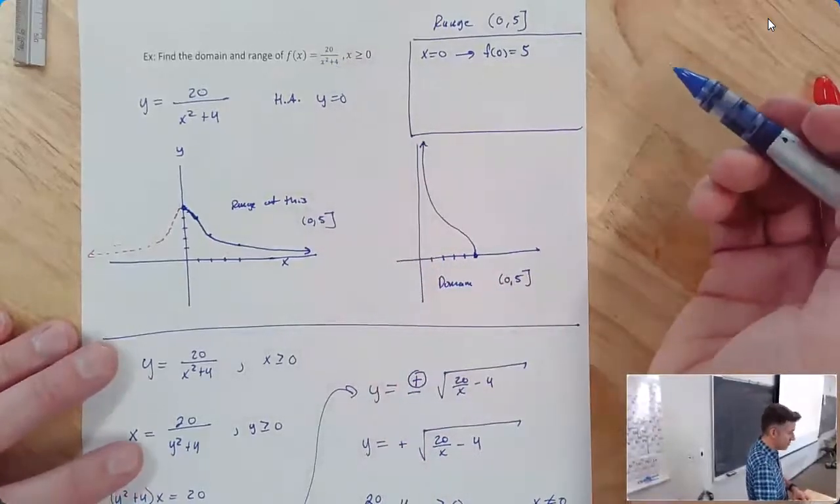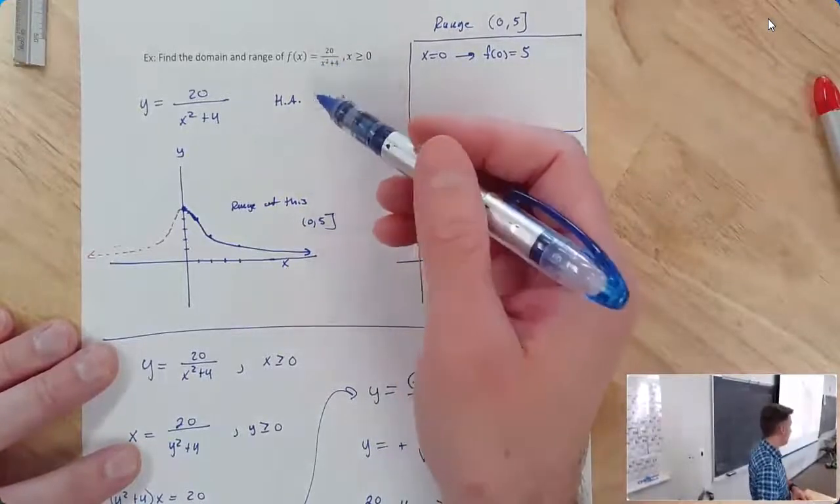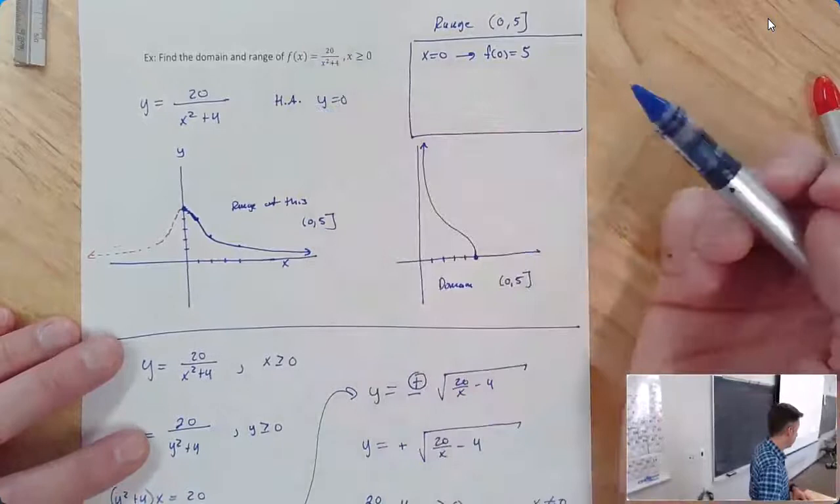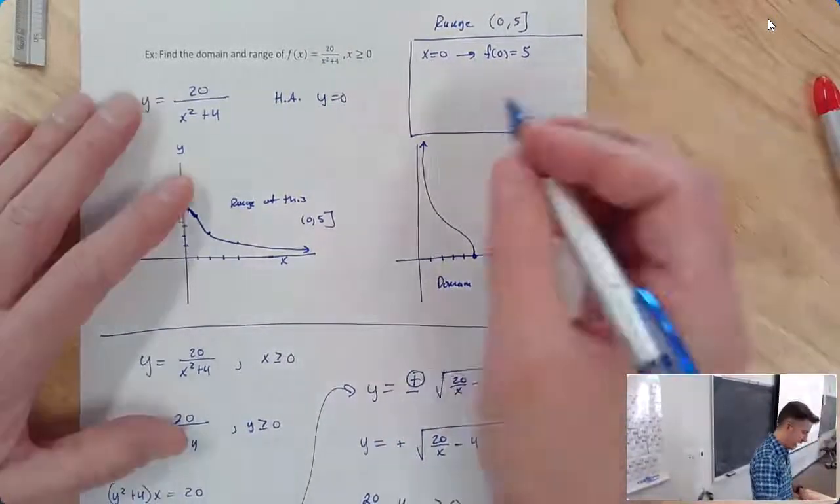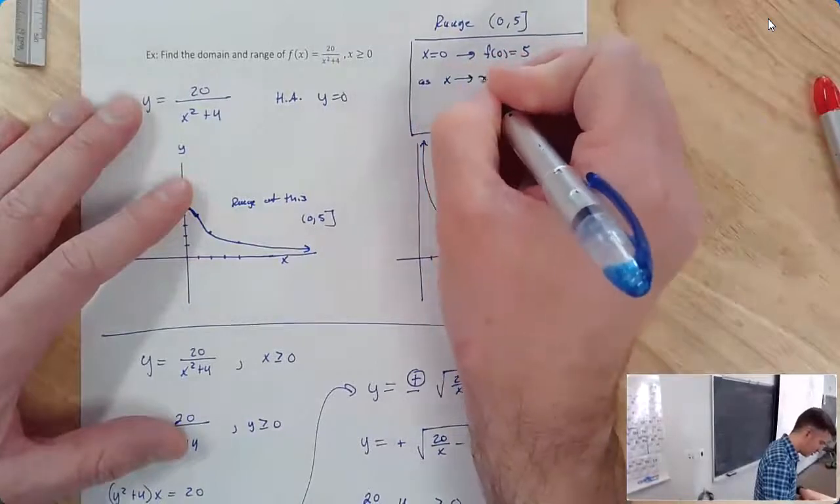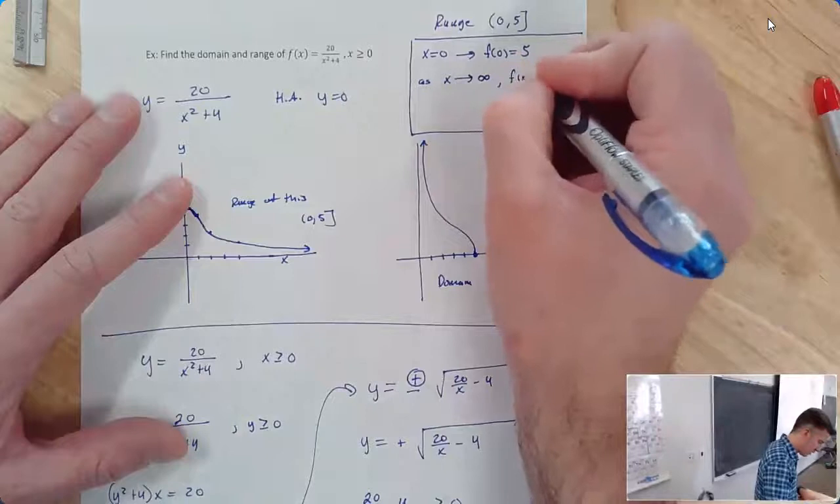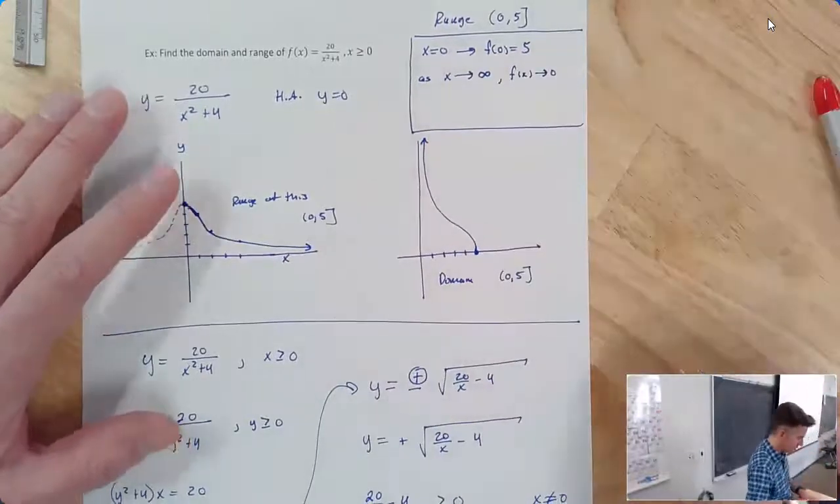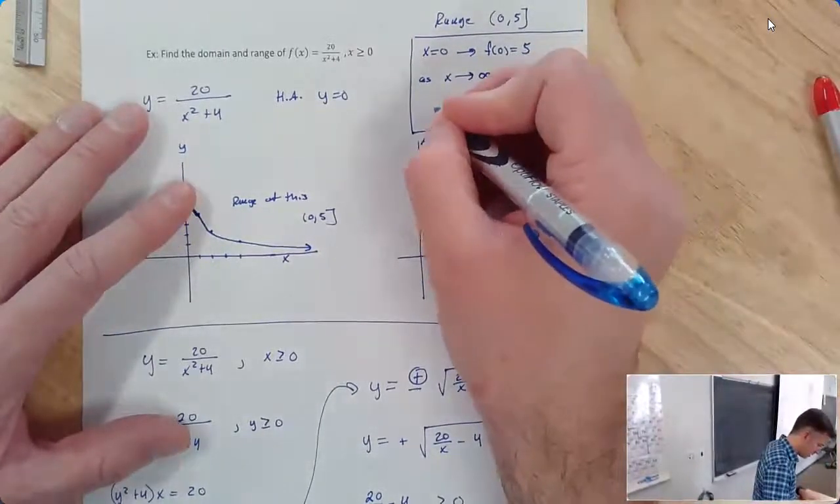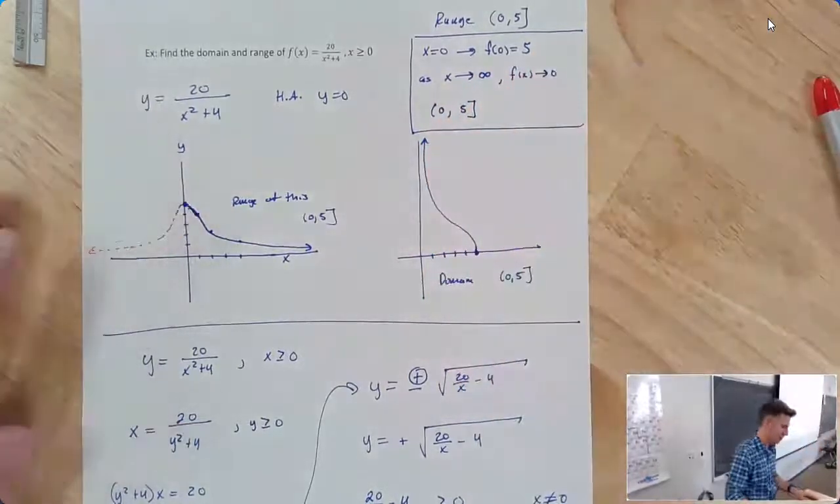I can't get 0 because 20 divided by something is never going to equal 0. And I can't get a negative number because the top's always positive and the bottom's always positive. So I can think of it this way: as x gets larger and larger, my function gets closer and closer to 0. So it looks like my range is, once again, 0 exclusive to 5 inclusive.